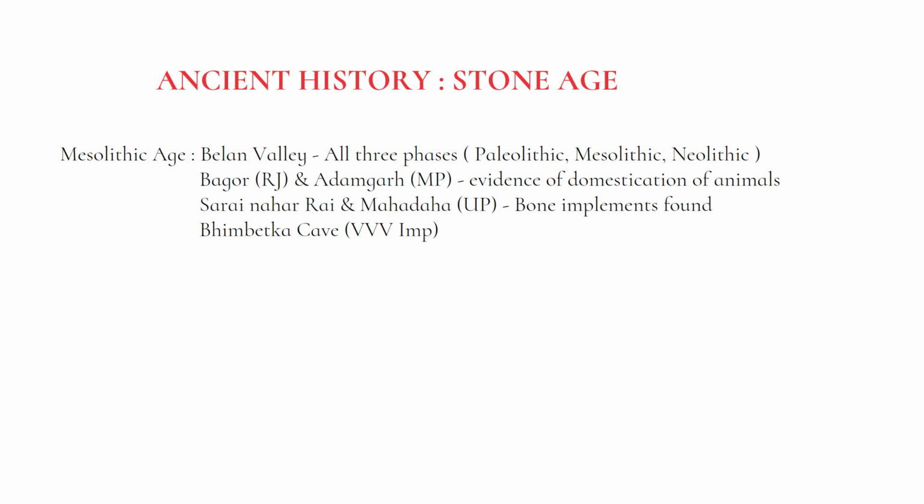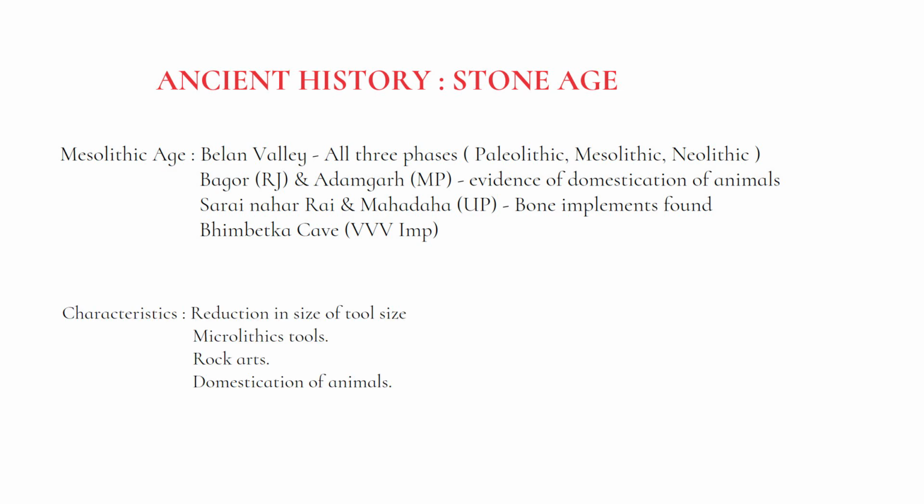Now fourth and the most important site from Mesolithic age is Bhimbetka caves. And a lot of questions, a lot of MCQs are asked from this topic. Let us see the characteristics of this site. There has been reduction in size of tools. Microlithic tools are started to be observed from this site. Now rock arts also started from this age. Domestication of animals is one of the most important characteristics of this age.